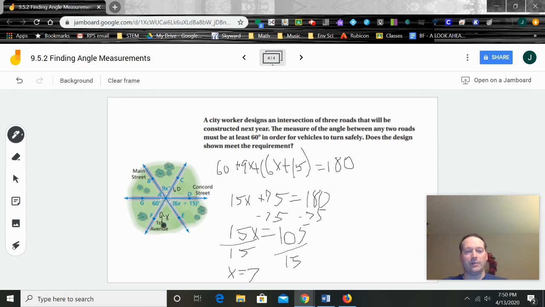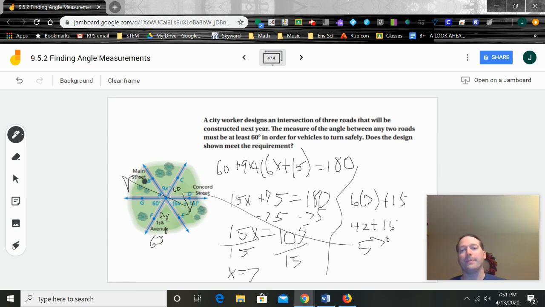Okay. So let's plug that in. So 9x, so 9 times 7 is 63. So this would be a 63-degree angle. That works. So let's just solve it over here. 6 times 7 plus 15. 6 times 7 is 42. Plus 15 is 57 degrees. So that angle right there is 57, as well as that angle is 57.